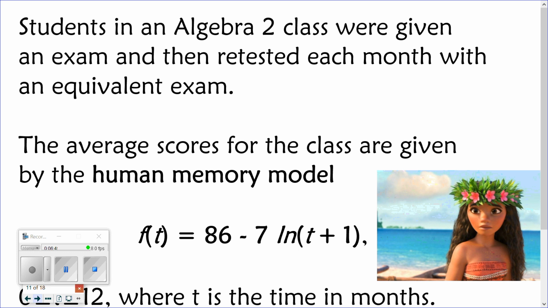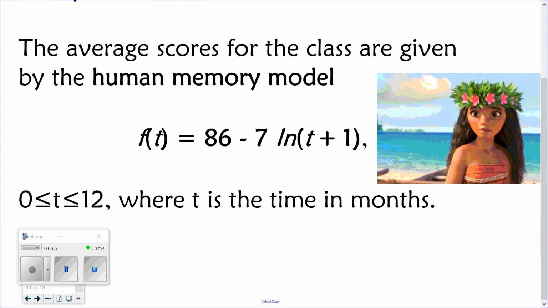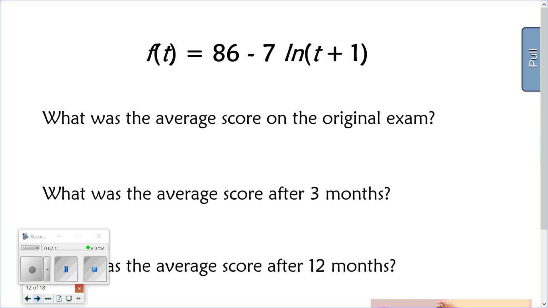So you have the function 86 minus 7 times the natural log of t plus 1, where t is between 0 and 12, because we're talking about months, right? There's 0 to 12 months. So here's a real-world example where they've actually used the natural log in its calculations. Again, people have too much time on their hands. Okay, so there's that function again, so we can use it.